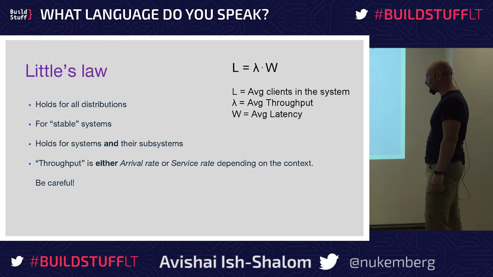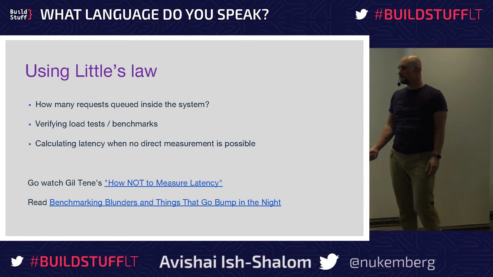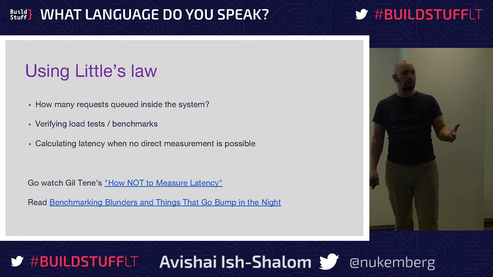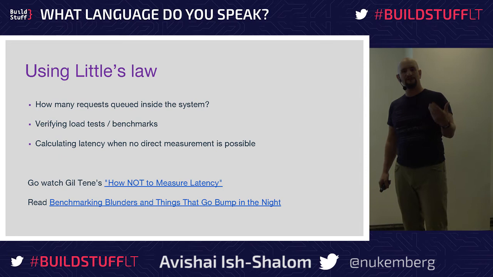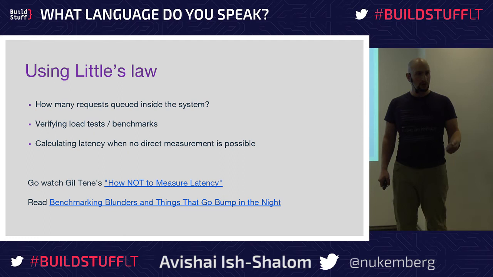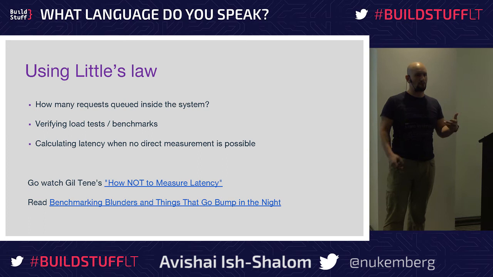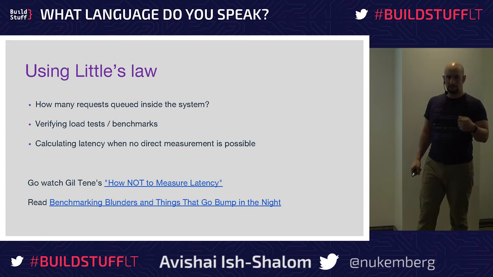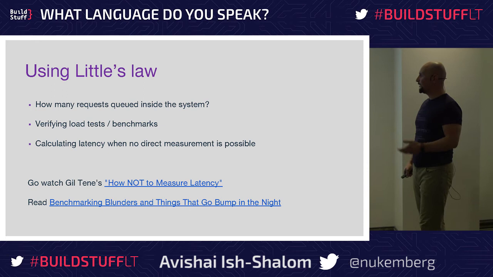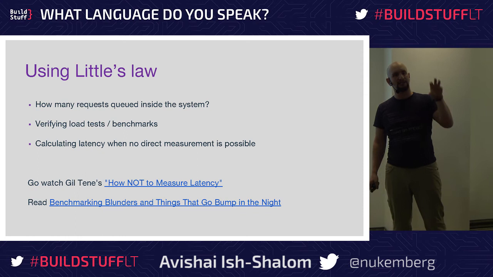So what do we do with Little's Law? First of all, we can answer questions that we cannot answer with direct monitoring. Often, you don't have the ability to monitor the size of a queue, for example. So the only way to infer how many clients are queued inside the system would be using Little's Law. You can measure the throughput, which is usually the same in all of your system. The throughput would usually be the same for the subsystem and the overall system. So you can measure it once. And you can measure the latency per subsystem or for the overall system. And from there, you can just derive using Little's Law how many clients are inside each part of the system, even if you don't have direct measurement.